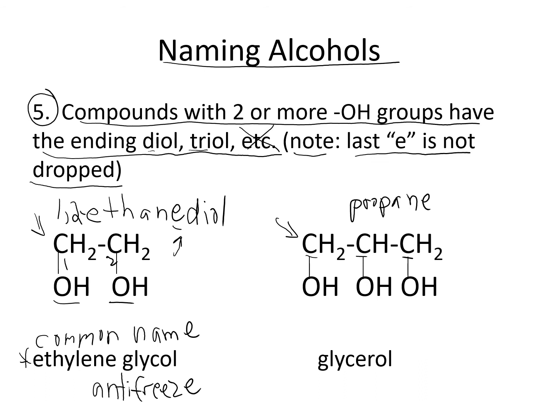And we have 3 hydroxyl groups attached. So the ending will be tri for 3-ol. So we have propane triol. Now we want to show the location where our hydroxyls are attached. They're at carbons 1, 2, and 3. So we put our numbers in front of the parent name. So the name is 1,2,3-propanetriol.